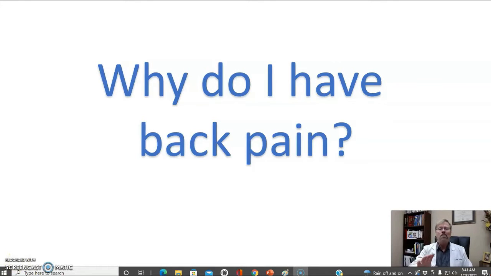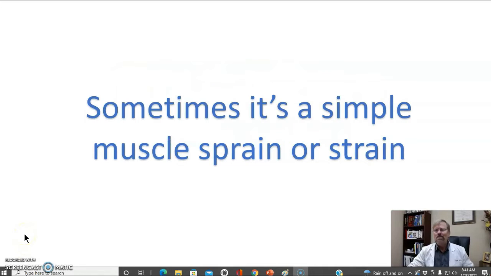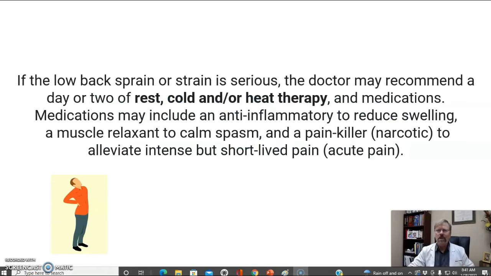Okay, so today I'm going to answer the question, why do I have back pain? Sometimes it is a simple muscle sprain or strain. Now, if the low back strain is serious, the doctor or your primary care physician may recommend a day or two of rest, potentially cold and heat therapy. Medications might include anti-inflammatories to reduce swelling, a muscle relaxant to calm spasms, and a painkiller to alleviate intense but short-lived pain.